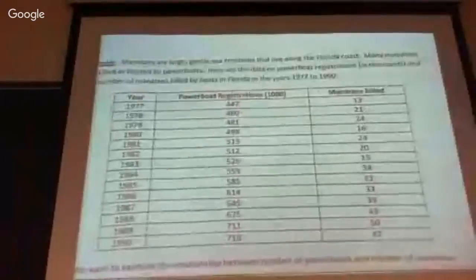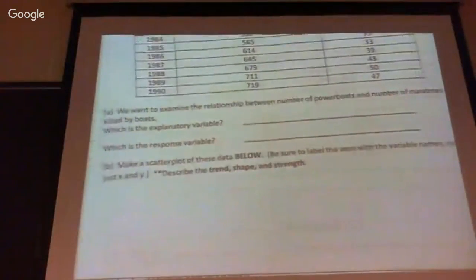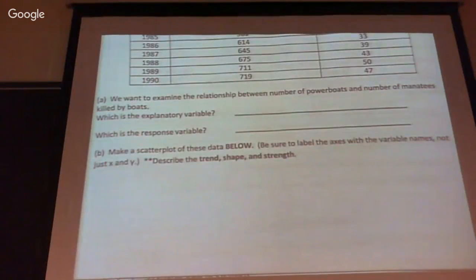So don't say it out loud, but I want you to look at the data. First, decide which is explanatory, which is response. That is step one, most important. Got to do that first.